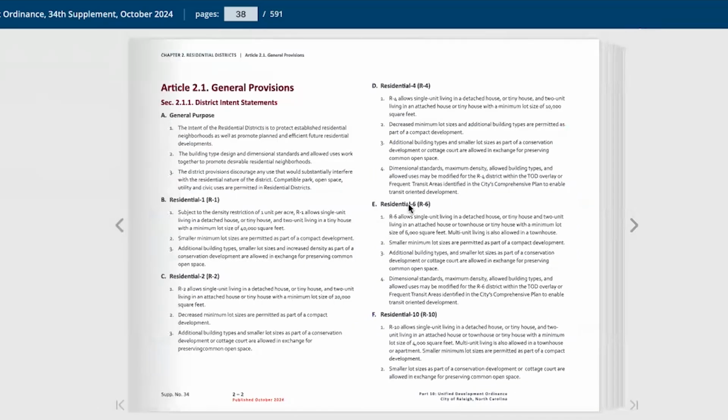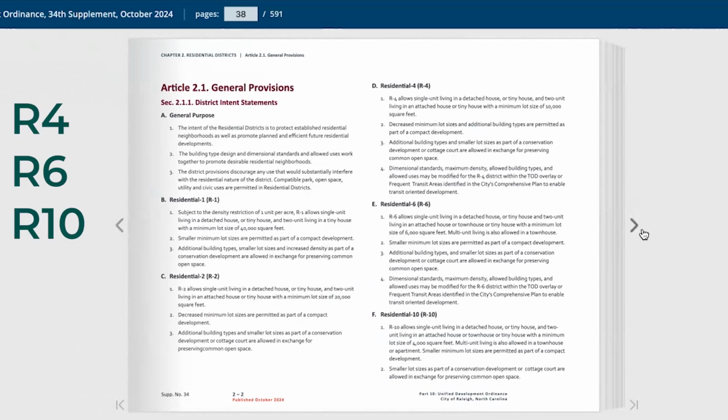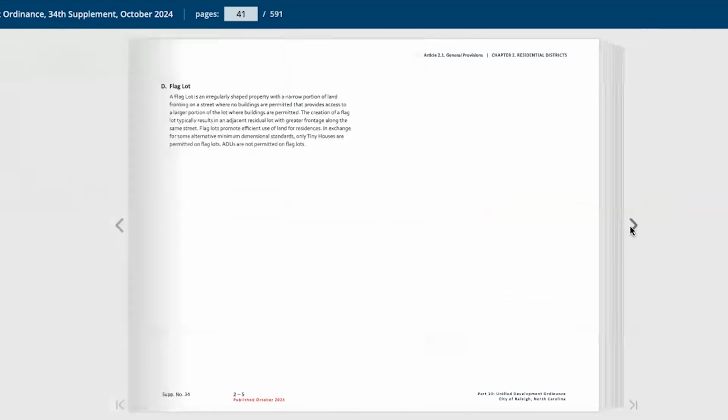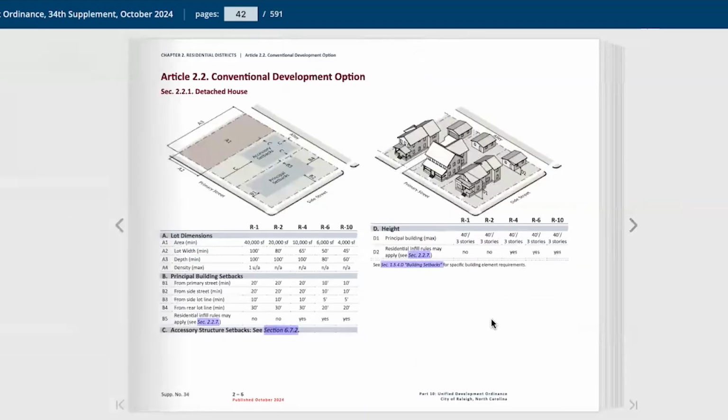General provisions. Again, this is the different zonings, tells you a little bit about it. I like to focus on just a couple of different zonings. And mainly what I focus on in Raleigh is R4, R6, and R10. And as you come through here, you can see the different things. These charts are really good. These are going to be your go-to areas and places that you're probably going to spend the most time on.